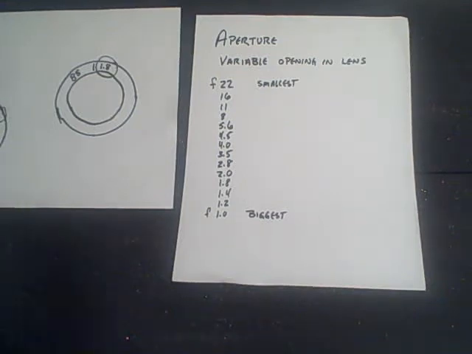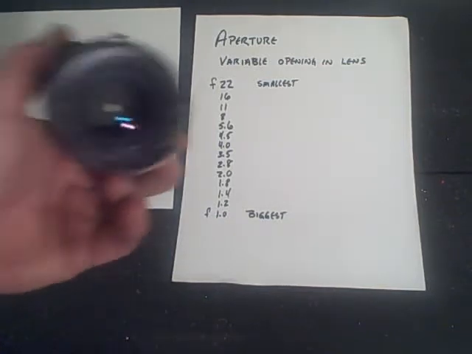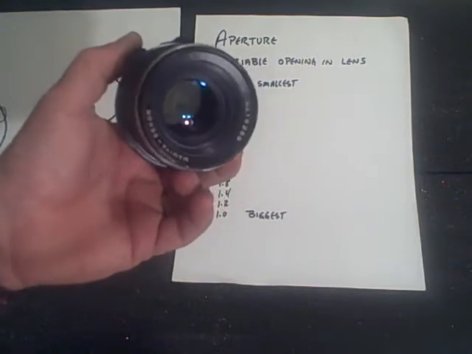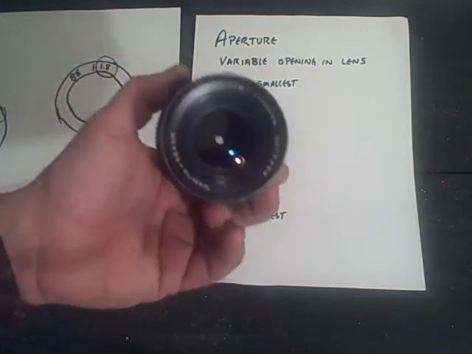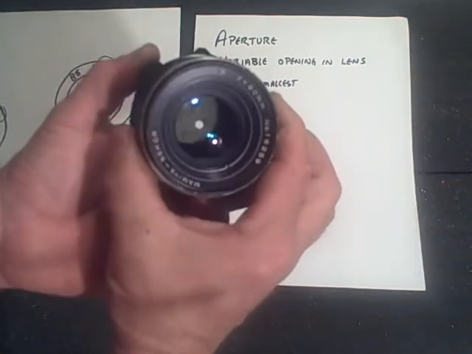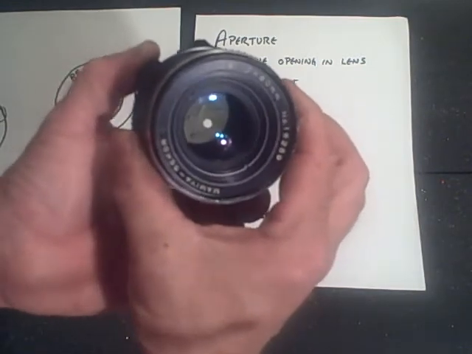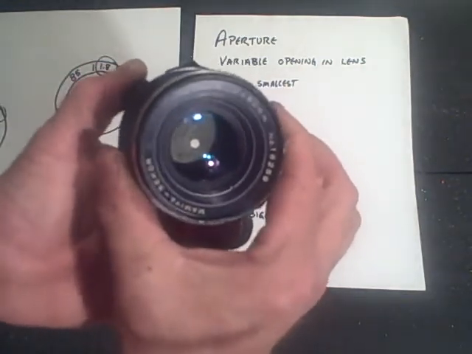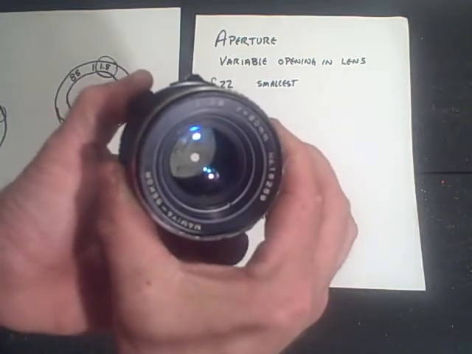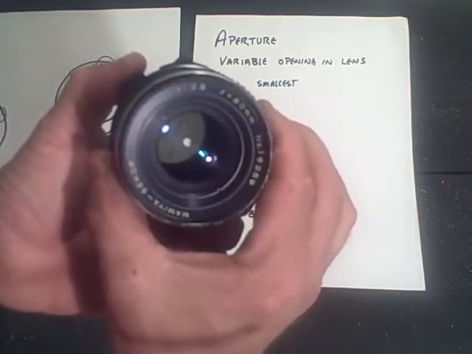Okay, we're going to talk about aperture, and that's the variable opening in your lens that allows light to reach the sensor in your camera. This lens is a Mamiya 2.8 80mm film lens, but it's got great blades in it that make it easy to show you how the f-stops work. Aperture and f-stops are the same thing, just a different name.